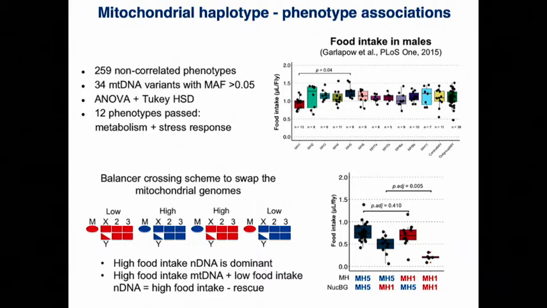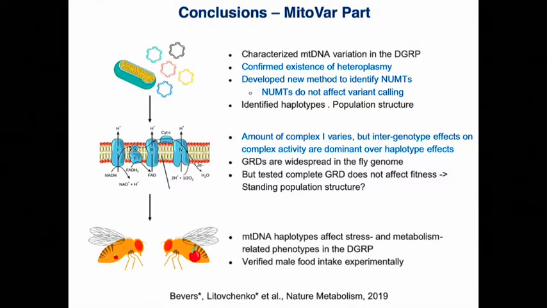And so really showing the impact of the combination of mitochondrial DNA with nuclear DNA and how this might affect your food intake, okay? So the conclusions of this part, and in blue are things I didn't have time to talk about, is that we now extensively characterize mitochondrial DNA variation in the DGRP. We confirmed the existence of heteroplasmy, which is also, of course, a little bit of a worry.